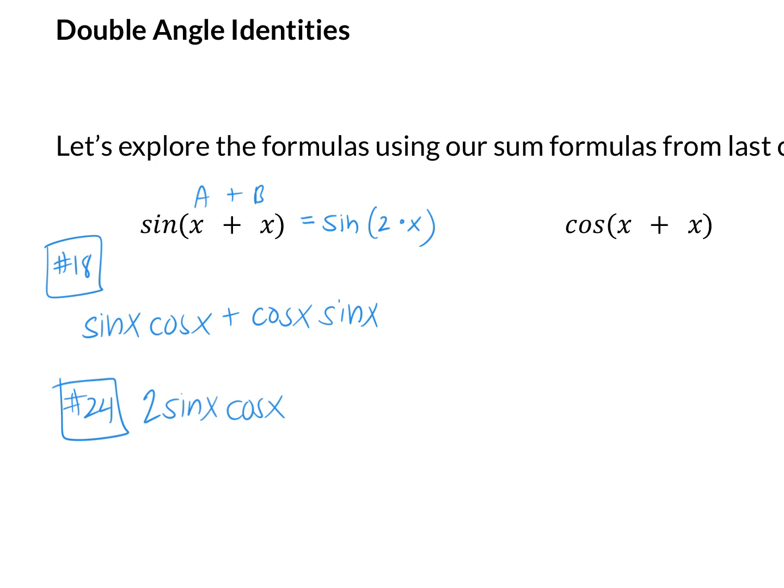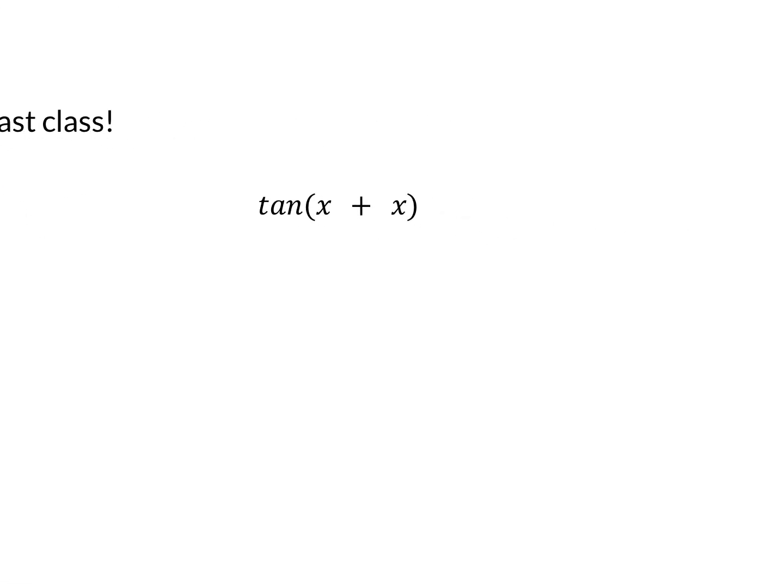Again, all you need to know is how to use this formula, or maybe how to use it backwards, and we'll talk about how to do that today in class. I'm going to skip cosine of x plus x for a second and go to tangent of x plus x. If I do tangent of x plus x, this is a plus b. We're going to use number 22 on your gold sheet.